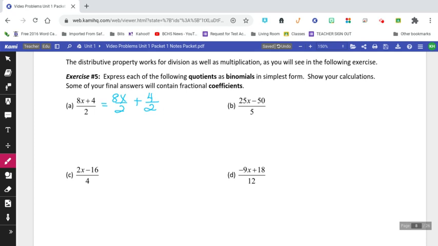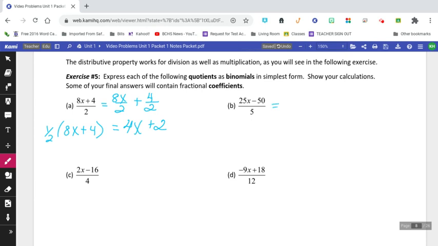Now, another way to think of this is when you divide by 2, what are you really multiplying by? 1/2. So we are multiplying 1/2 times 8x plus 4. And then you could use the distributive property that way. Either way, 8x divided by 2 would be 4x. Again, I'm just completing the arithmetic with the coefficients. 8 divided by 2. And then 4 divided by 2 is 2.